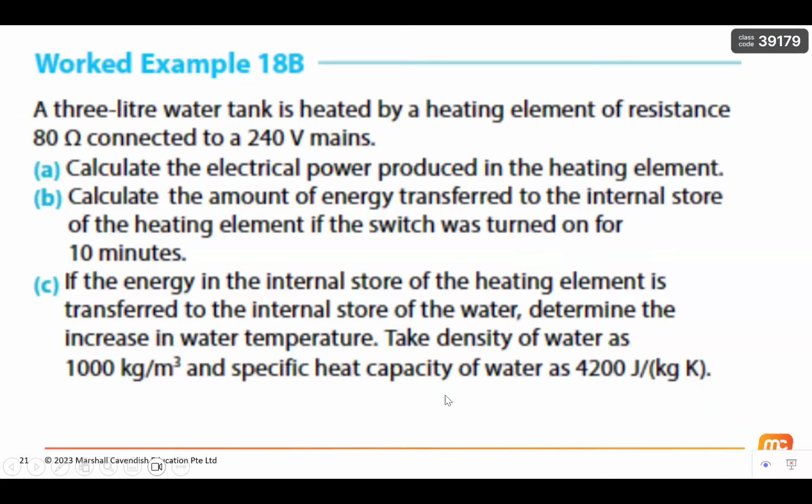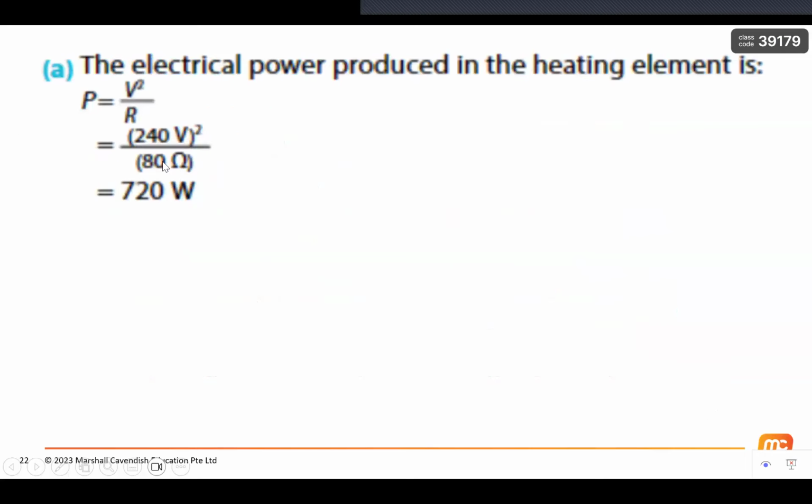So I'm interested in power. I have the resistance, 80 ohms, and I also have the voltage, 240 volts. I'm going to apply the formula power equals V squared over R, since I have V and R. So it is 240 squared over R, 80 ohms, I get 720 watts. This is the power of the heating element.